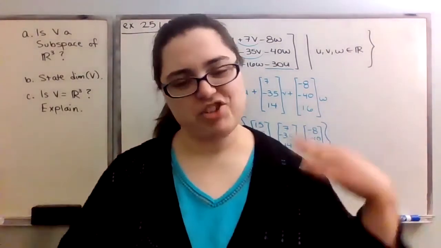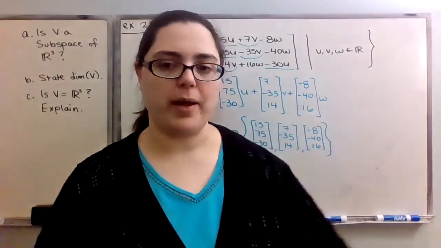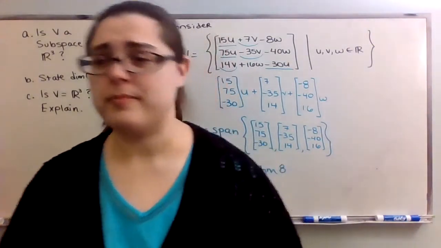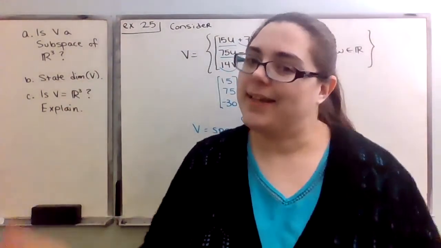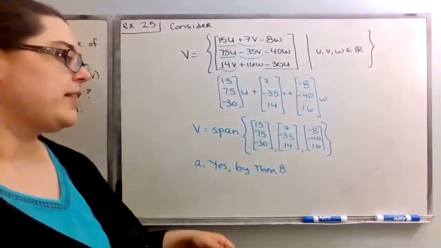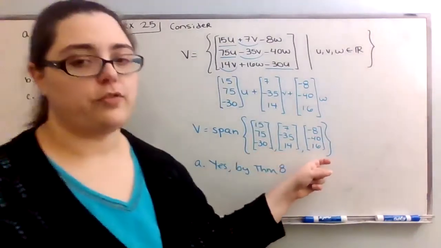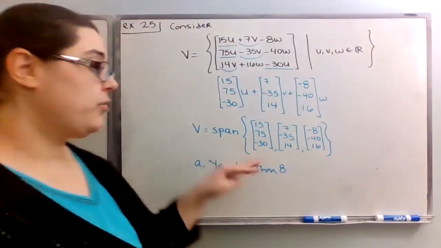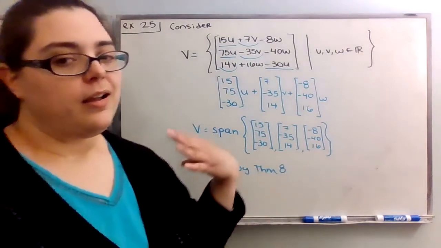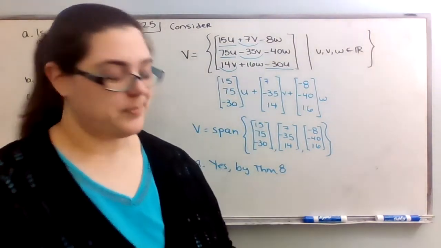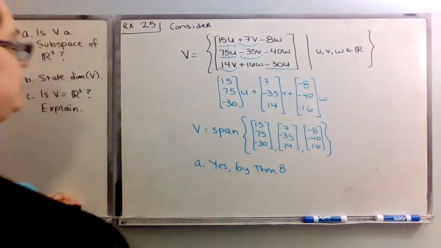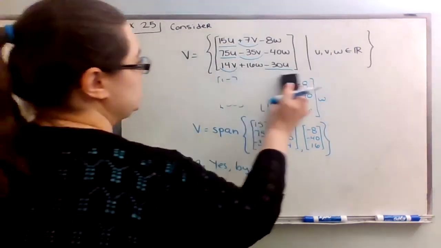So being able to change the format or recognize different formats is going to be really helpful. So next we have to state the dimension of V. Again, we don't want to assume that these three vectors form a basis. We now know that they span all of V, but are they linearly independent? How do we find out? Do you remember? Think about it while I'm erasing the board.